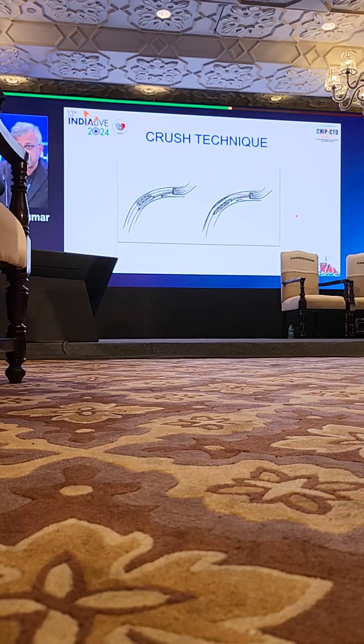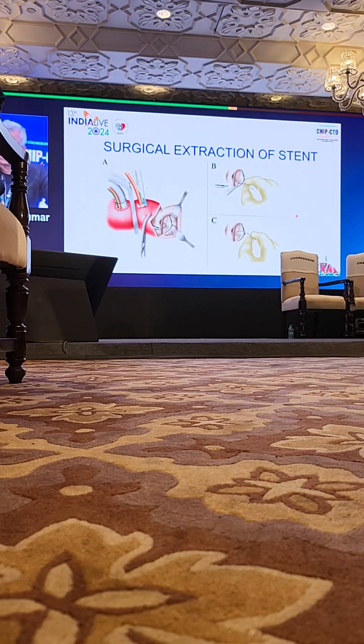And if all heroics fail, which happens sometimes, then call the surgeon and request them to please help us out. They will open up, take out the stent, put in a graft, and come out. This should be an option that you keep open.